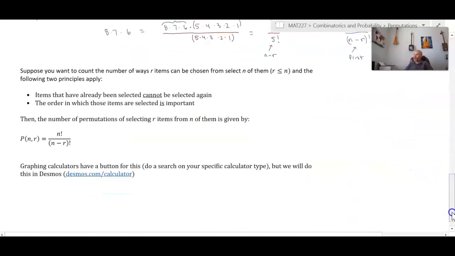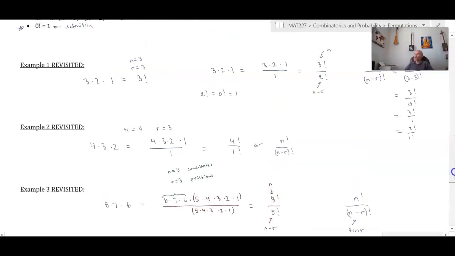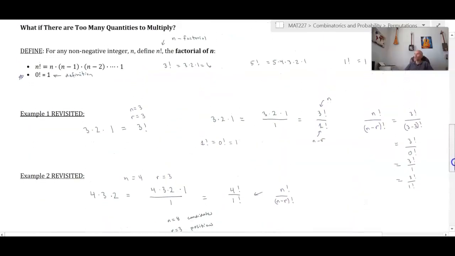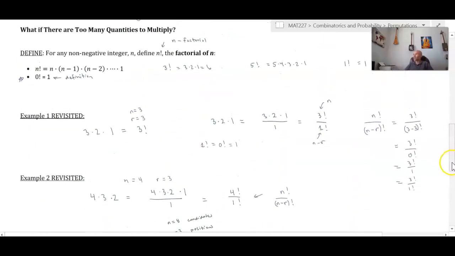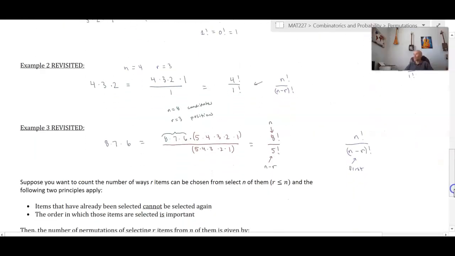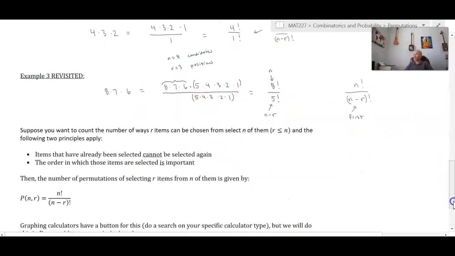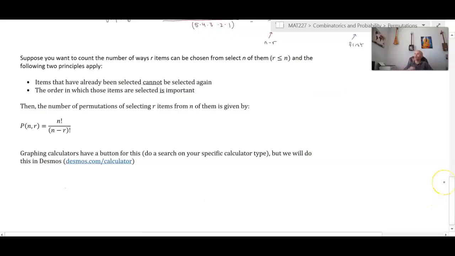Now, the question we're trying to address here is, what do we do if there are just too many quantities to multiply? Well, what we do instead is we use this formula. And let's put this all together now. Suppose you want to count the number of ways r items can be chosen from n of them, and the following 2 principles apply. This is the same definition as we had at the top. Items that have already been selected cannot be selected again, and the order in which those items are selected is important.